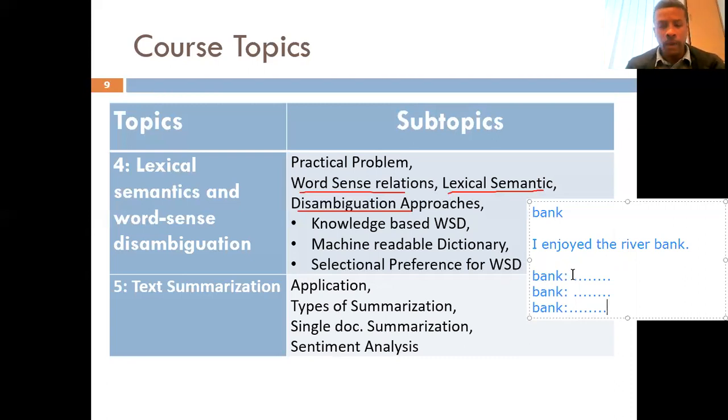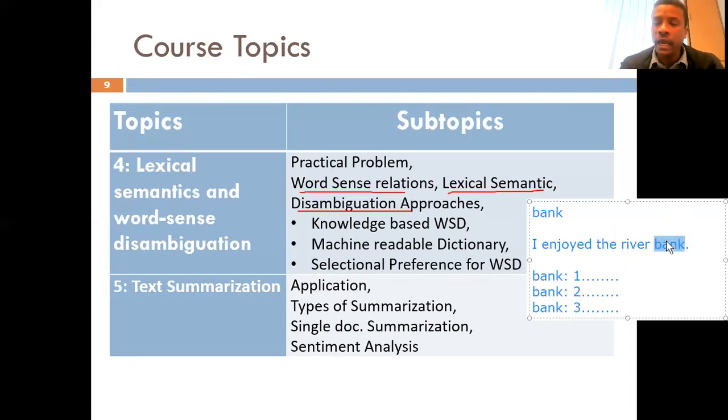For instance, this might be the first definition of the word bank, this might be the second, and this might be the third. Now, as a human being, when you process a language, deciding which definition of bank you are referring to in this context is very sensitive. And this is what we call word sense disambiguation, because the meaning of bank in this case might be the first one, the second one, or the third one from a dictionary.